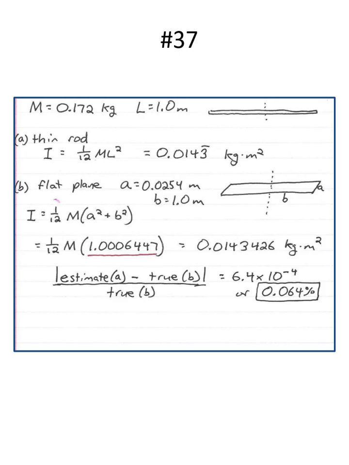All right, so for a thin rod rotated about its center, moment of inertia is 1/12 ml squared. You can plug in those values. Make sure you do the mass in kilograms. You get 0.0143 repeating kilograms meters squared. And then it said, now treat it as a flat plane. So you can see the picture I have here.